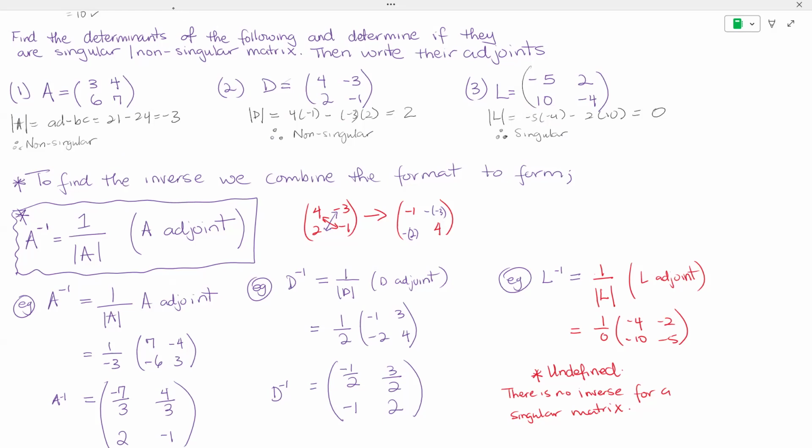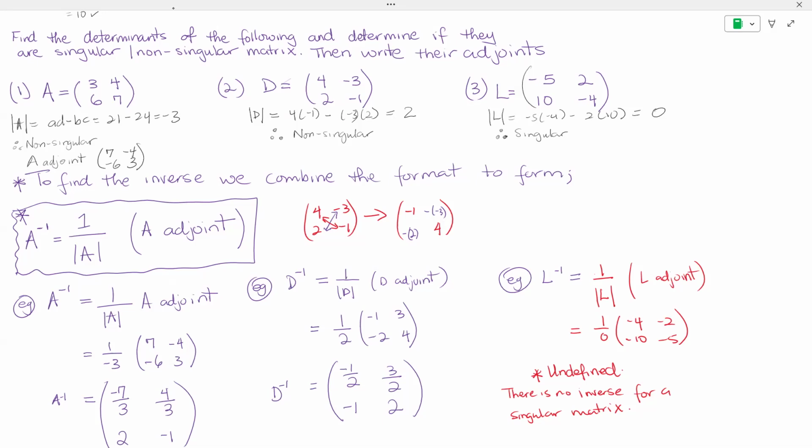Now let's do the adjoints. A adjoint is switching the places of the 3 and the 7. So 7, 3, and then negative in 4 and 6: -4, -6. Everybody get with A adjoint? Yeah.